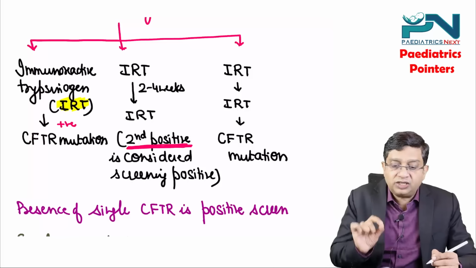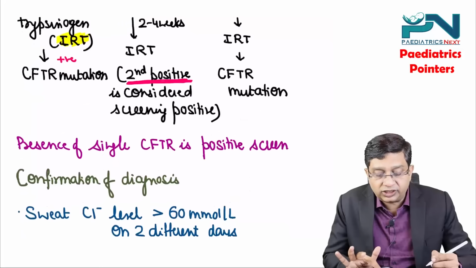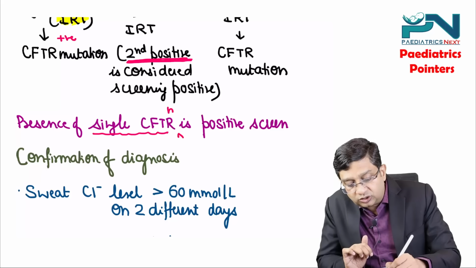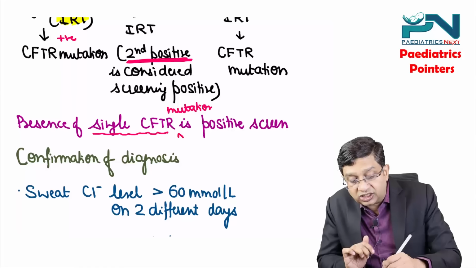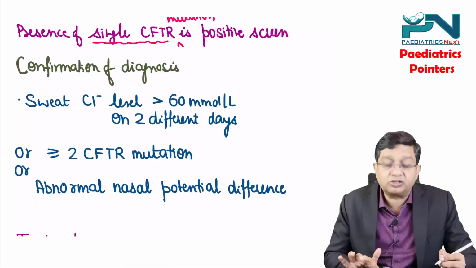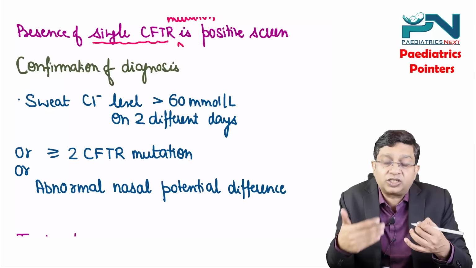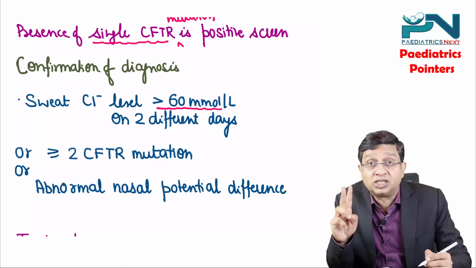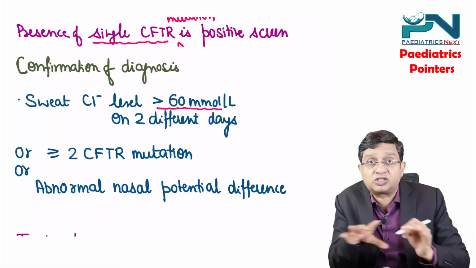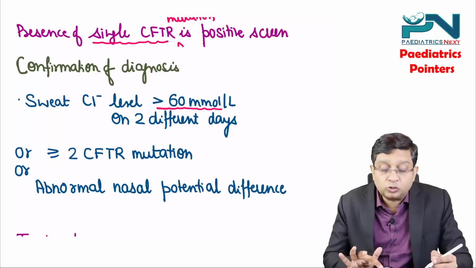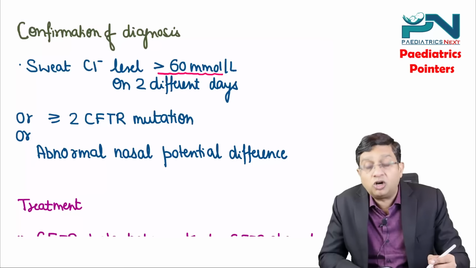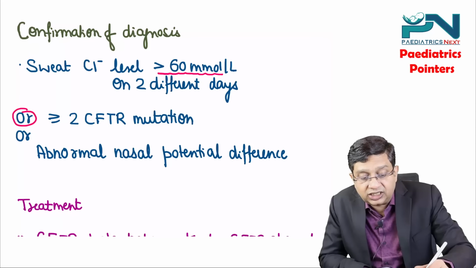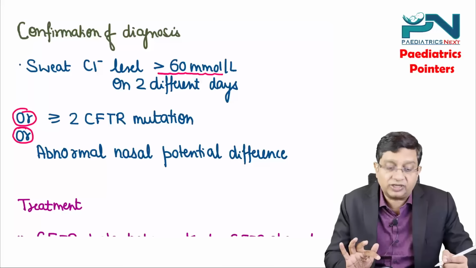IRT-CFTR mutation. Any one of the 3 approaches can be used, and the point is that the presence of a single CFTR mutation is considered to be a positive screen, not confirmation. How do you confirm the diagnosis? You can simply confirm by the sweat chloride level, which is more than 60 millimole per liter on 2 different days. Remember, one reading 70 and one reading 50 is not cystic fibrosis. Or 2 or more than 2 CFTR mutations, or abnormal nasal potential difference. Out of the 3, any single criterion present makes a diagnosis of cystic fibrosis.